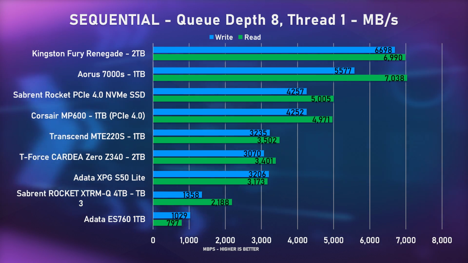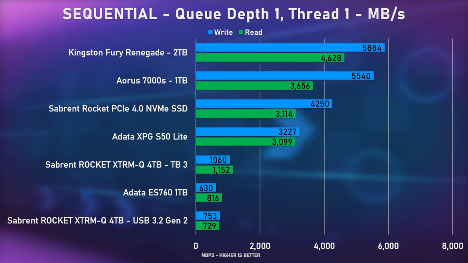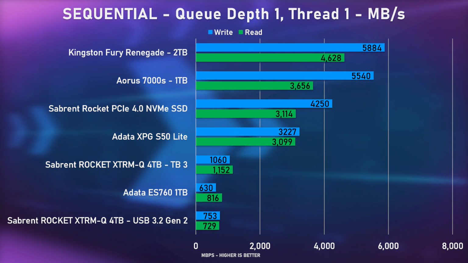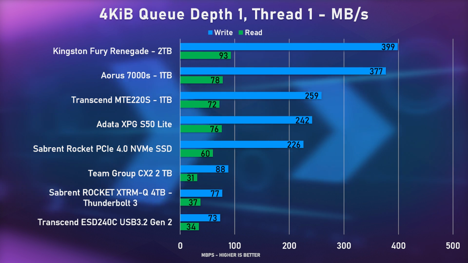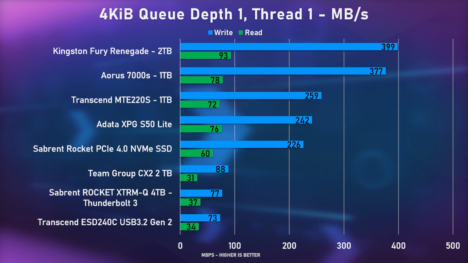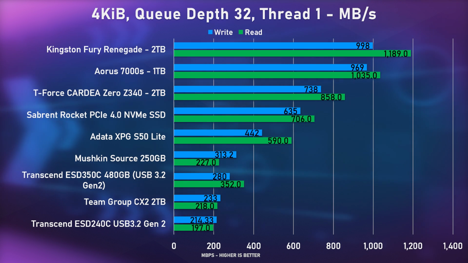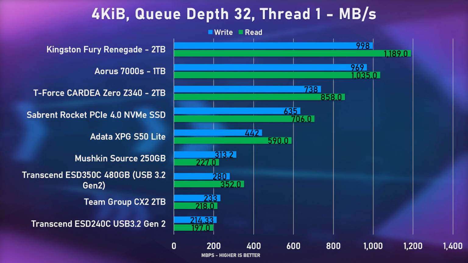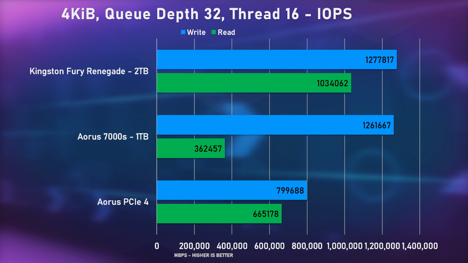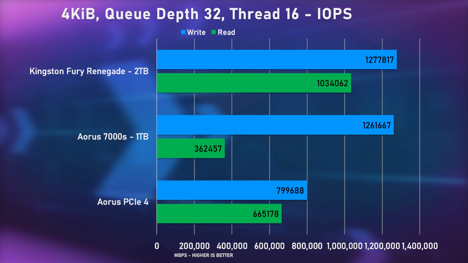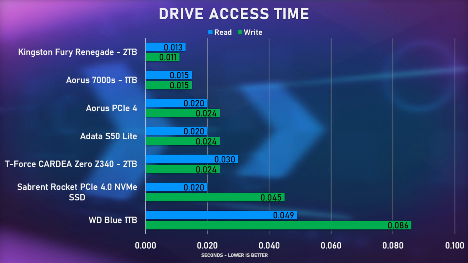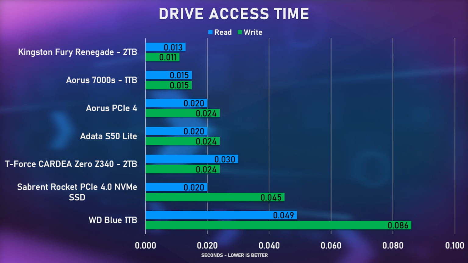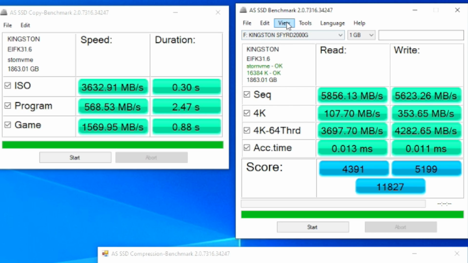Now, getting into the benchmarks for our sequential test, we did see some speeds slightly lower than the claimed 7,300 megabytes a second, but it was still very close and also pretty much the fastest SSD that I have tested yet in sequentials. Now, with a random test, we usually see SSDs start to slow down, and that was also the case for the Renegade, but it was still outperforming all of the other SSDs, with the Aorus 7000 hot on its heels, but still a bit slower.